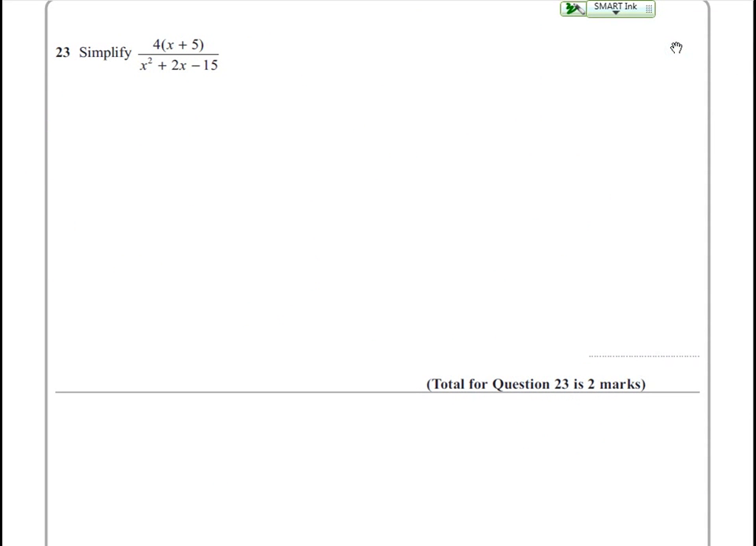Let's clear the ink. A nice algebra question. What we have to think here is to simplify, we need to do something to this bottom row first of all. So let's just think about the denominator. x squared plus 2x minus 15. We need to factorize into double brackets, x, x. So they've got to multiply to make 15 and add to make 2. Okay, minus 15, my mistake.